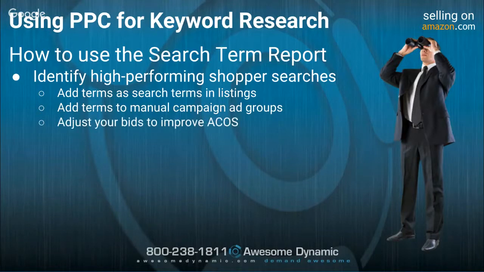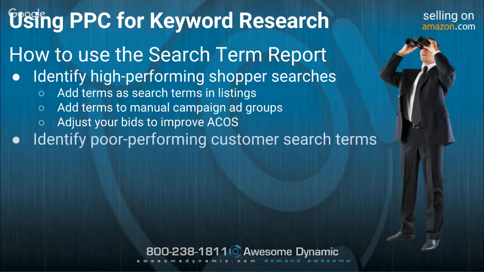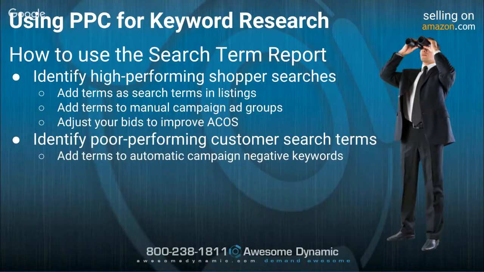And then if you are running manual campaigns, you might use that information to help adjust some of your bids and improve your average cost of sale, which will help you make the most out of each dollar you spend. Then lastly, if you have any poor performing customer search terms, you may want to add those as negative keywords in automatic campaigns, so you stop showing up and spending money on search terms that are just irrelevant or not performing for you. And again, you may want to use that information to adjust your bids and improve the performance of your ads.